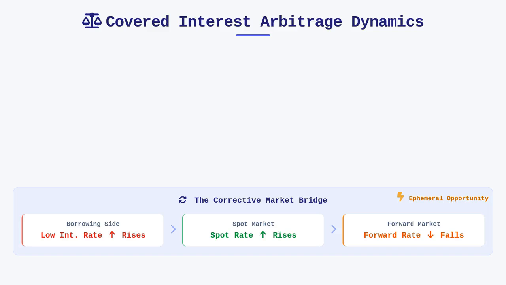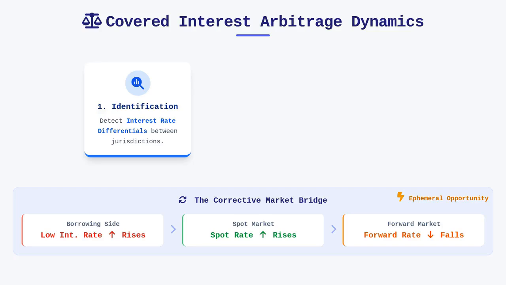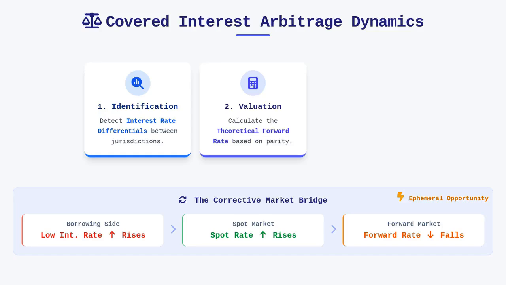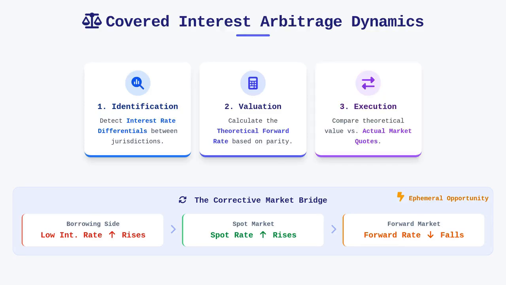For the purposes of the examination, you should focus on the steps of the cycle: identifying the interest rate differential, calculating the theoretical forward rate based on that differential, and comparing it to the market quote. Understanding this flow is critical because it demonstrates that currency markets are not just driven by trade flows or speculation, but are deeply linked to the cost of capital in different jurisdictions.